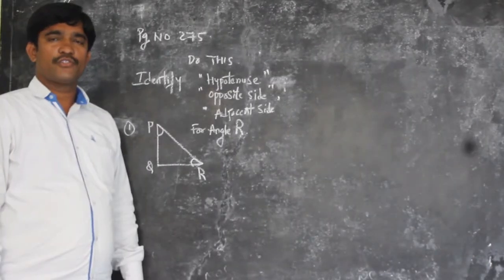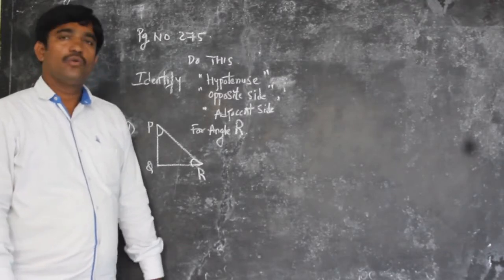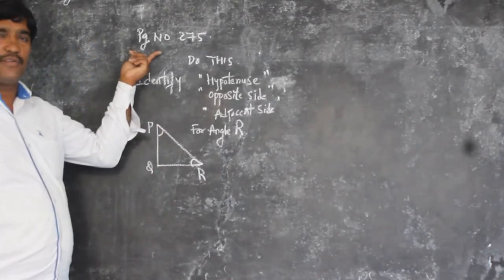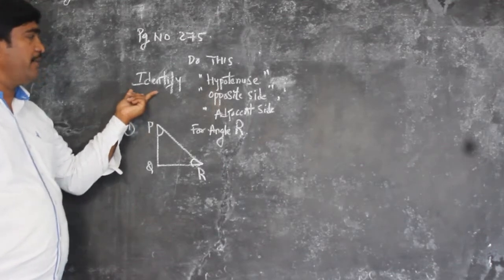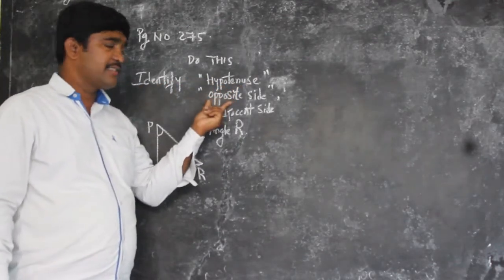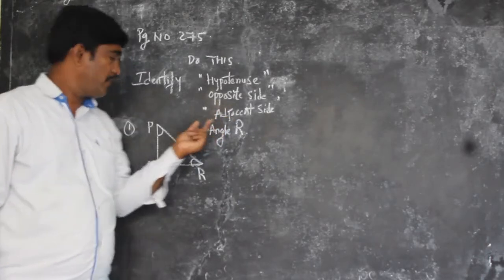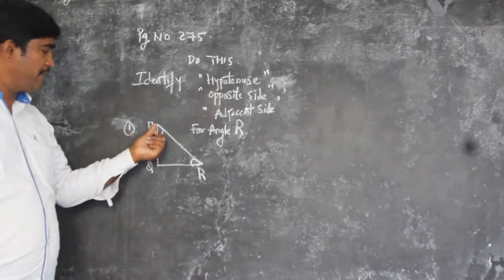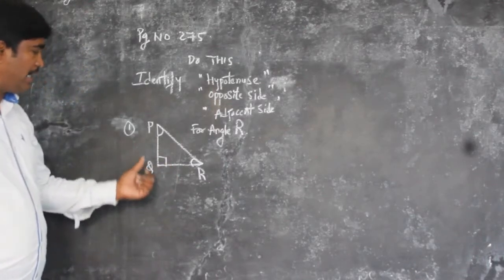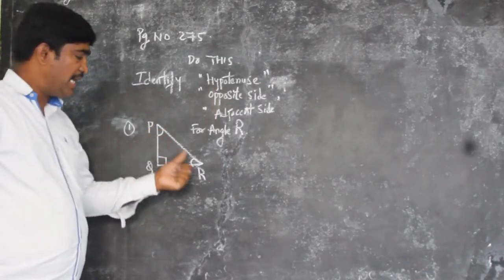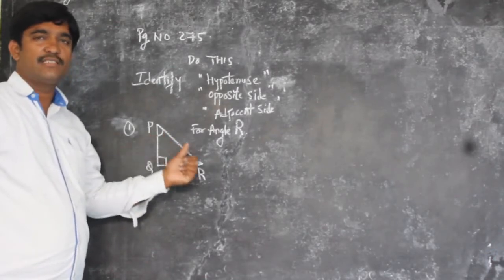We move to a small first topic, naming the sides in a right angle triangle ABC. Now we will see the problem on page number 275. How is this problem given? Identify the hypotenuse, opposite side and adjacent side for a given figure. The first problem gives a triangle PQR, with the angles given at P as well as R. So two acute angles are given at P and R.